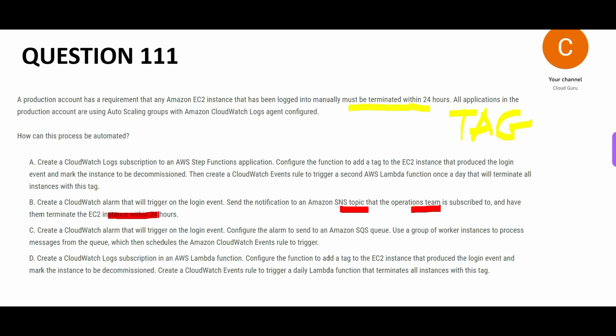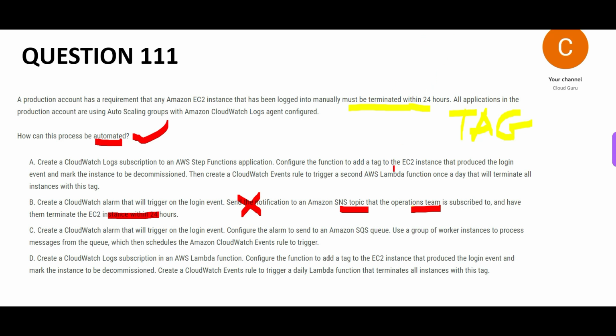Boss, where is automation here? Now you will say, who told you to automate? Boss, the question is saying you want a process to automate this. So did we automate? No, they are asking the human beings, the operations team, to terminate. So there is no automation here. Automation, what does automation mean? That means the machine will do the job, humans will not do the job. In option B, humans are doing the job, that is why it is wrong.